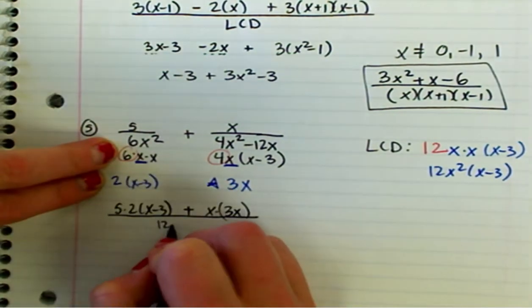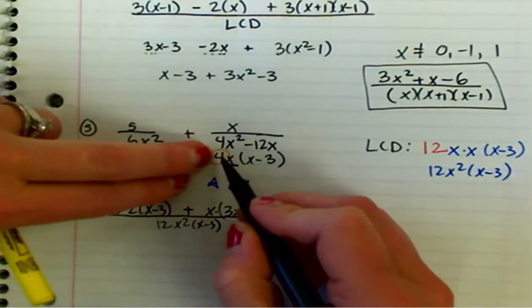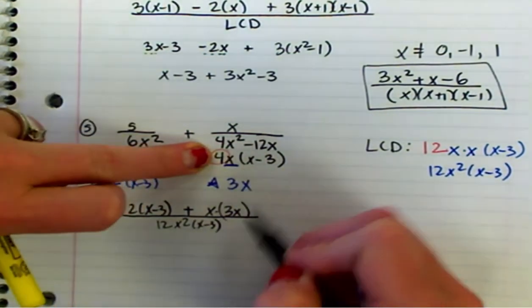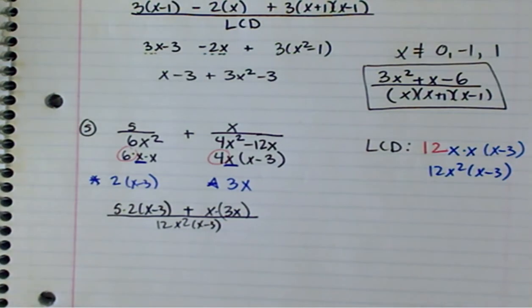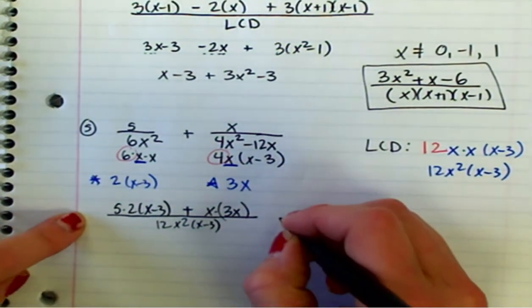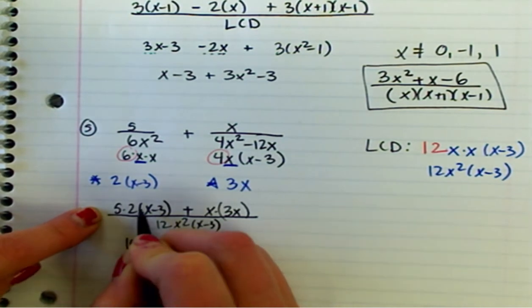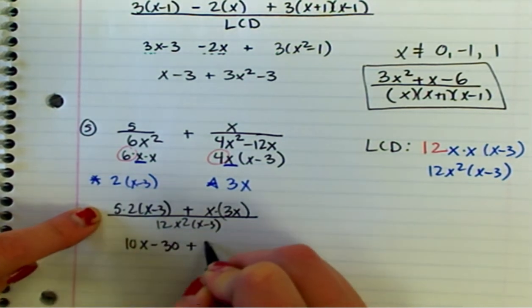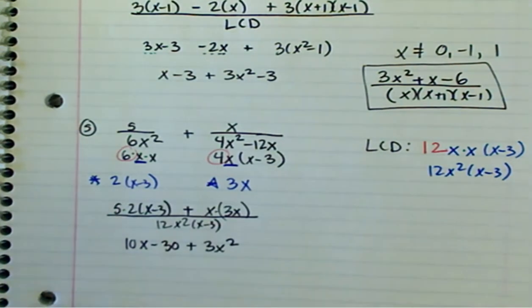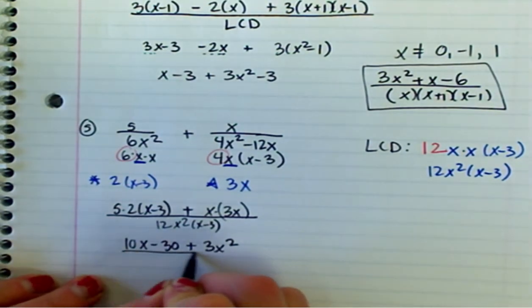12x squared (x minus 3). When you multiply your denominators together, you should actually get the least common denominator. Okay, so we get 10x minus 30 plus 3x squared over the least common denominator.